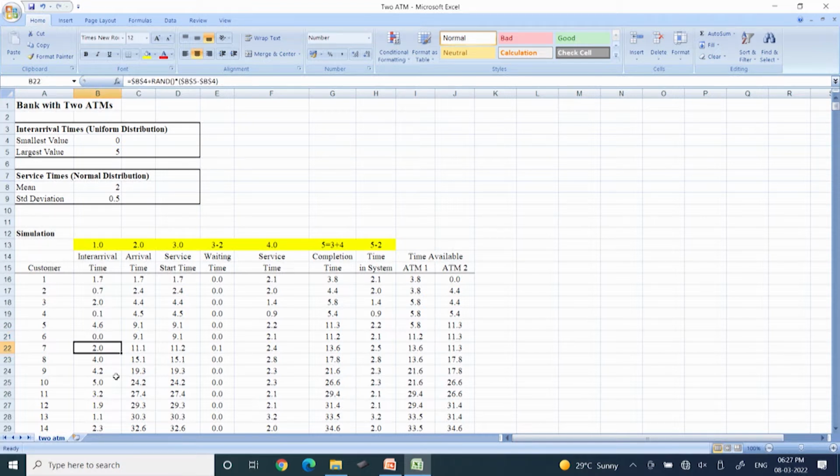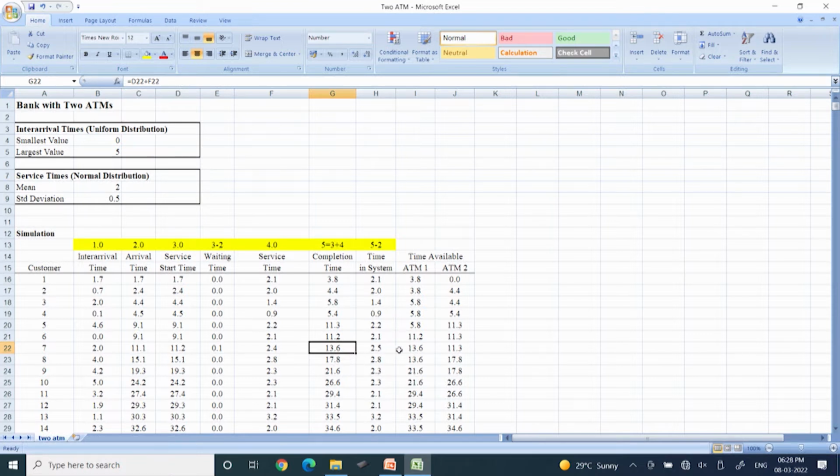Look at the 7th customer, inter arrival time is 2 minutes. So, the arrival time is 2 plus 9.1, 11.1 minutes. So, when will he start to get the service? You see the previous ATM 1 and 2, ATM 1 is available at 11.2 minutes, ATM 2 is available at 11.3 minutes, but he is coming early. Early means 11.1 minutes, but he will start to get service only at 11.2 minutes. So, the waiting time is 11.2 minus arrival time, service time is randomly generated. So, completion time. Now, you see the completion time is 13.6 minutes.